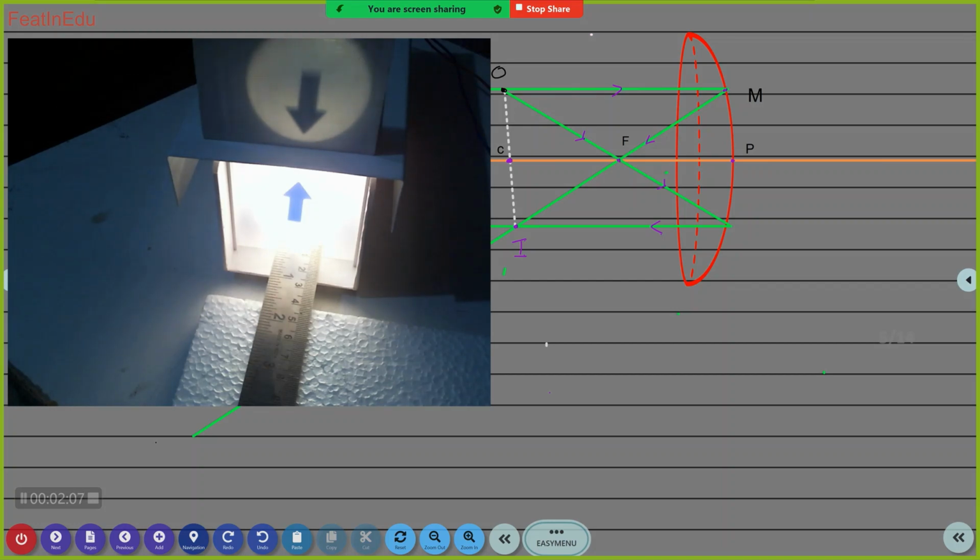Okay, fine. You can sit on the stool. Pull the stool. Right. Okay, now my friend Rajdeep is sitting here and he is going to conduct the experiment.